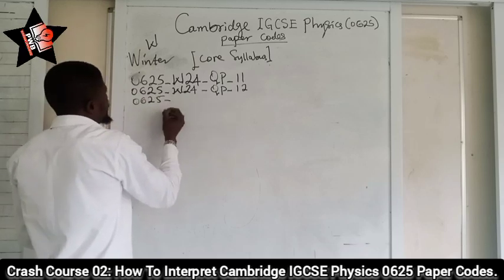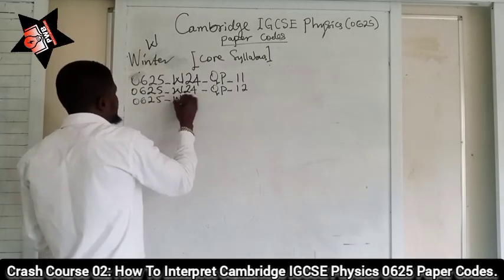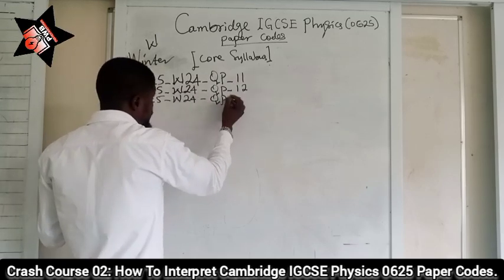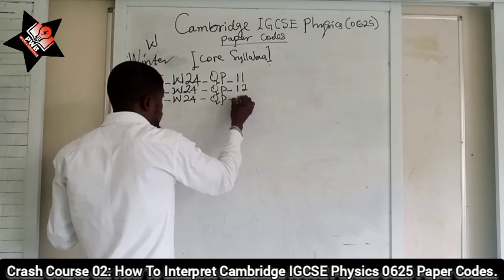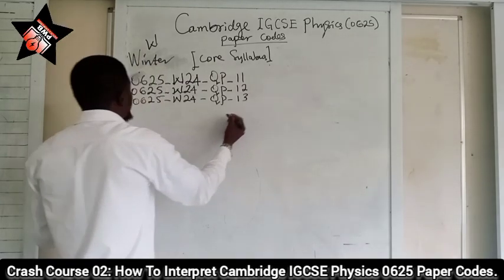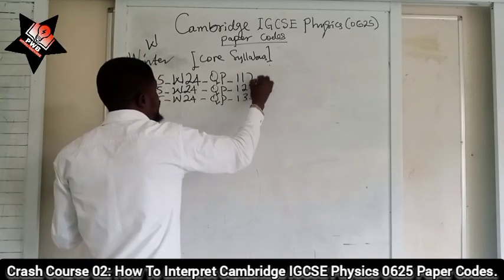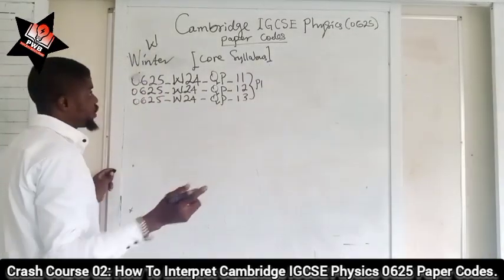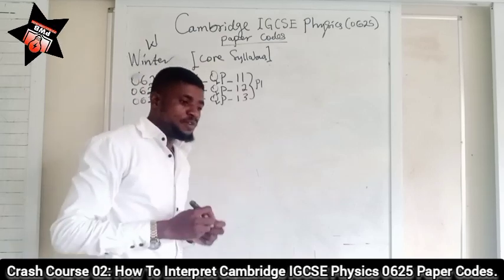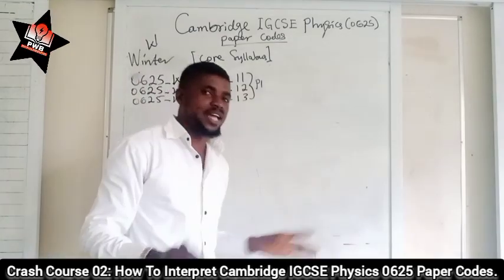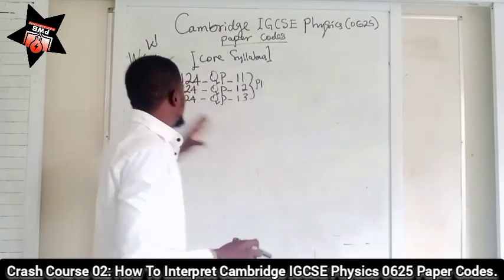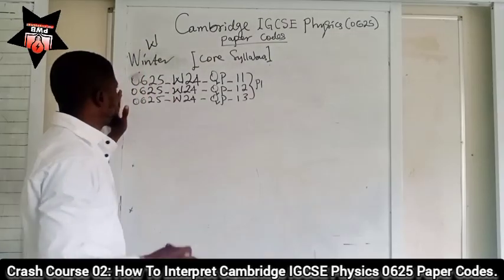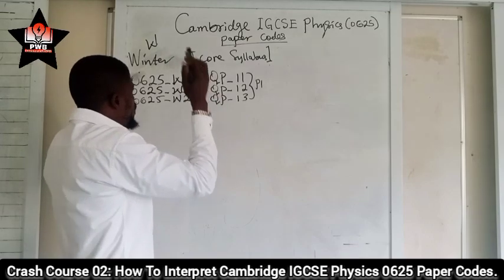0625 winter 2024 question paper paper 1 variant 3. So this is just for paper 1. The next that follows is the mark guide. So as a student preparing for exam, if you go on the internet, on any website that has these materials, these are the ones you go for. For those of you preparing for the core syllabus, the next exam is this. So these are the paper codes that you are going to go in for.